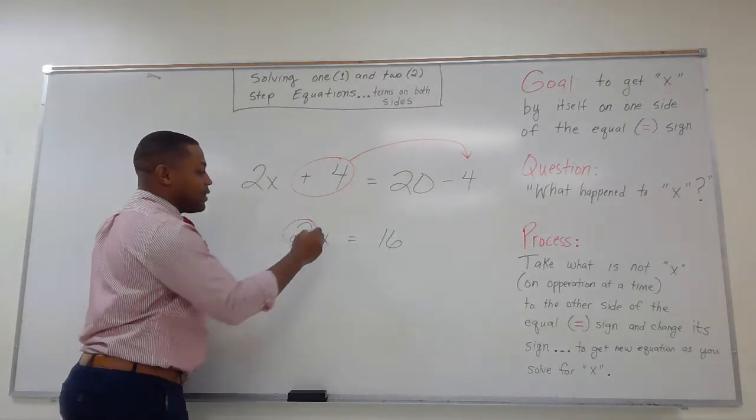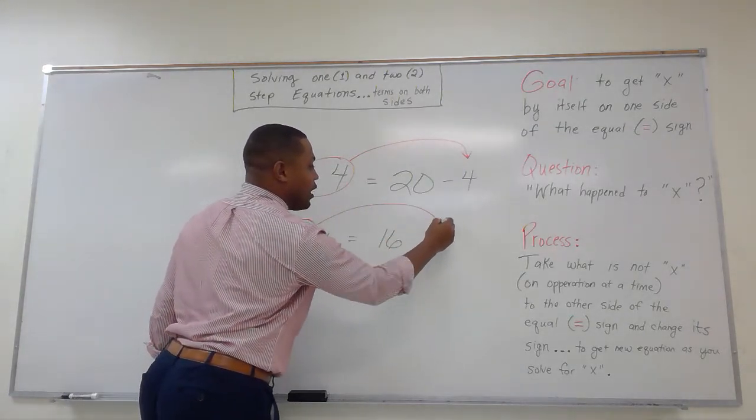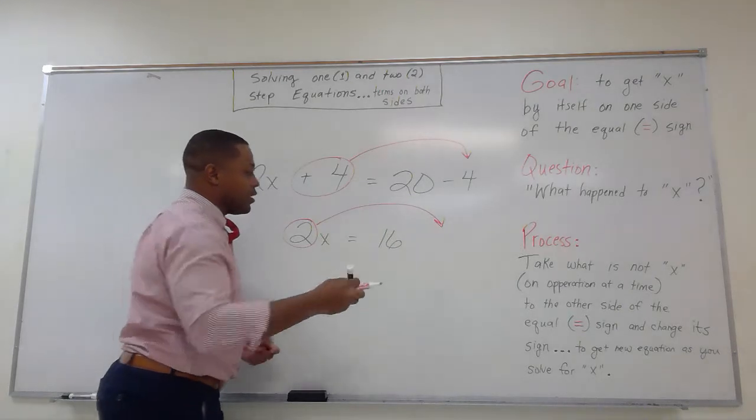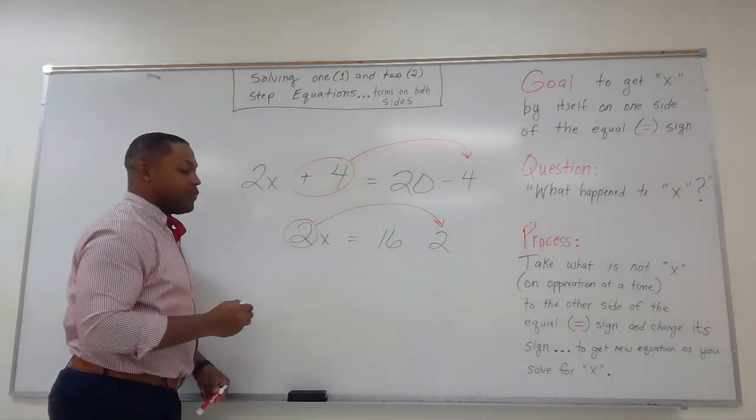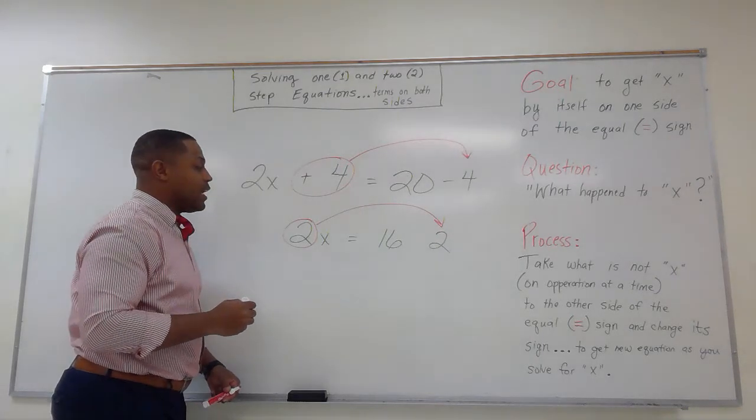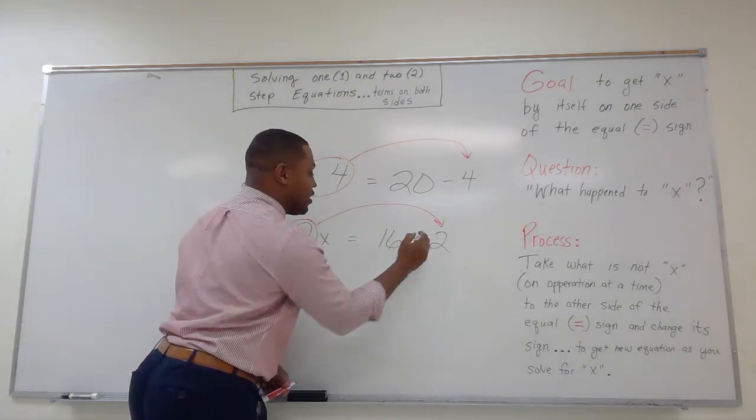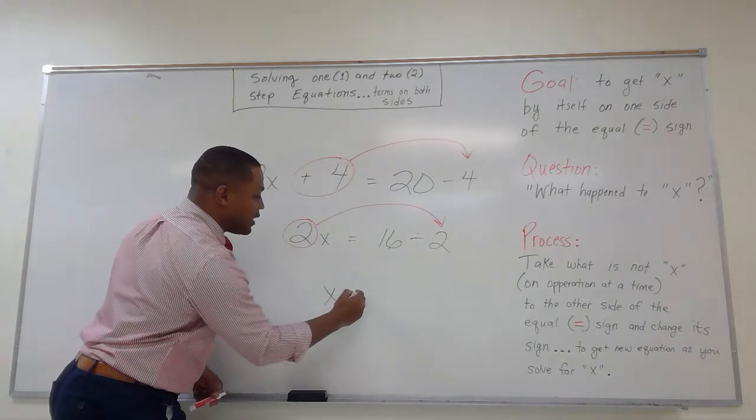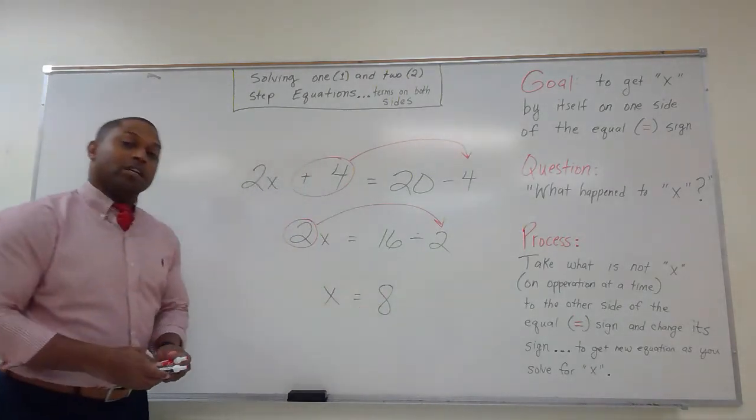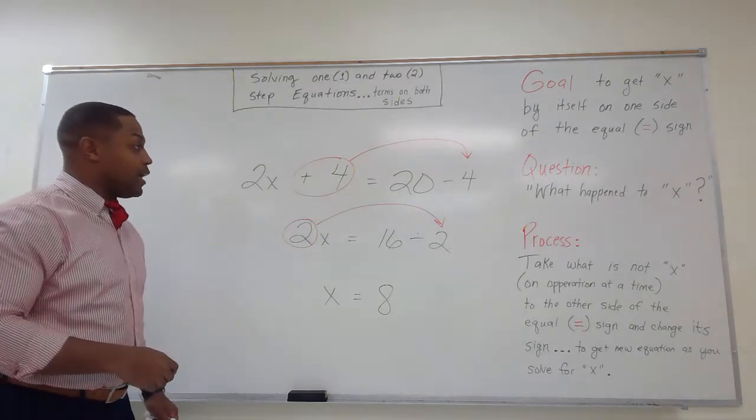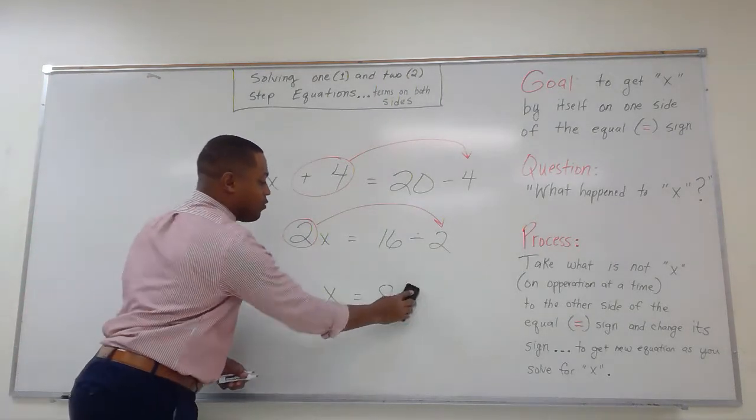So I'm going to take that and move it to the other side of the equal sign and change its sign. Remember, when a number and a variable are bunched up on one another like that, that's multiplication. So this sign is going to be division, and that's going to tell me that x equals 8. So that's a two-step equation there.